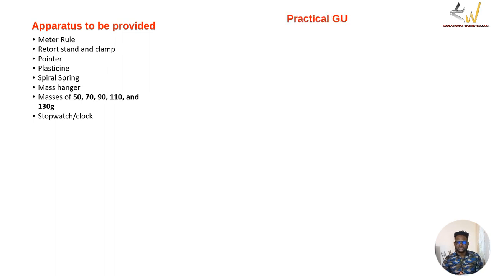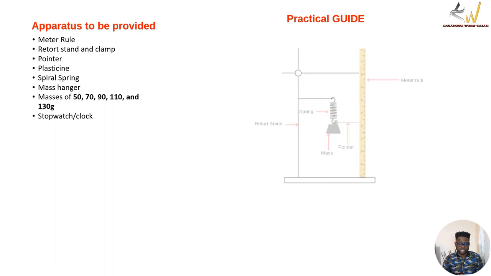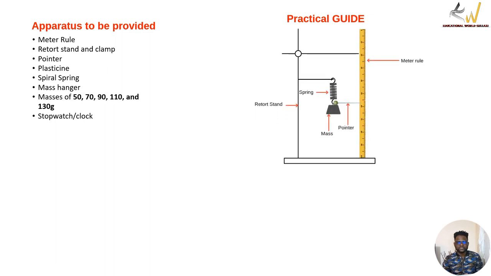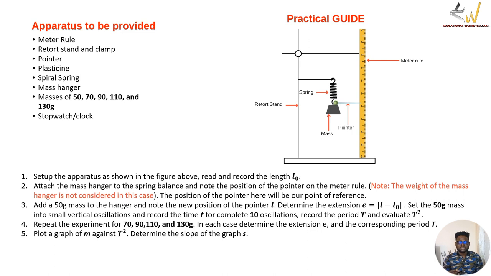Now, we are expected to set up our apparatus as shown in the diagram. We can make some improvisions. For instance, the plasticine here can be a chewing gum or a marshmallow, and the pointer here can be an optical pin. So we set up the apparatus as shown and record the length L0, that is the length of the pointer attached to the spiral spring with the mass hanger when there is no mass attached to the mass hanger.